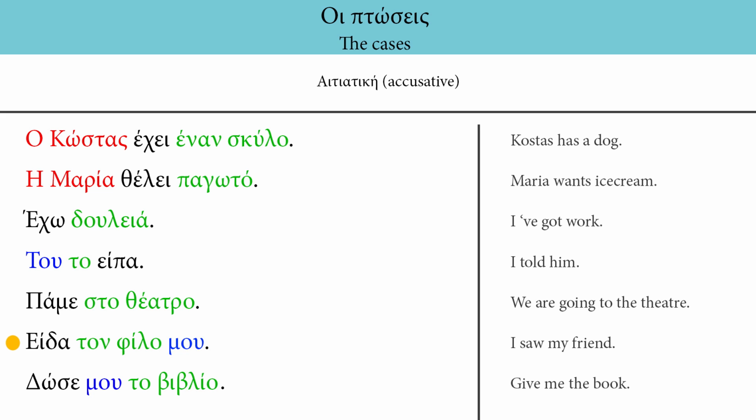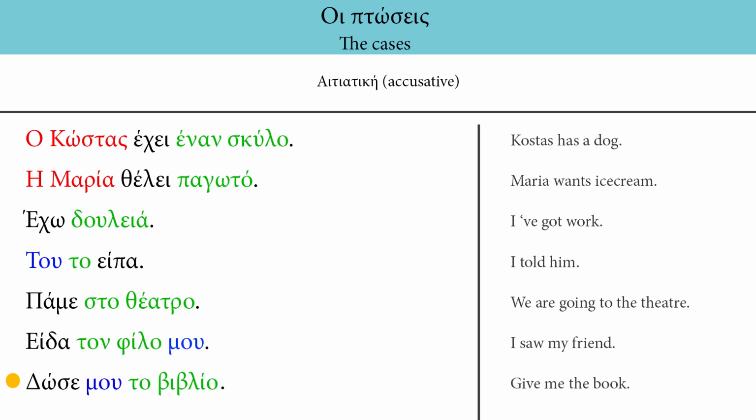Είδα τον φίλο μου. I saw my friend. Again, we have a verb in the past tense. Είδα, I saw. Whom did I see? Τον φίλο, the friend. But whose friend? My friend. So, τον φίλο is in the accusative case, it is the object of the verb. And to specify even more, we use the possessive pronoun μου. My friend. I will say it again, don't get confused by the pronouns. We will talk about them in different lessons and everything is going to be more clear.